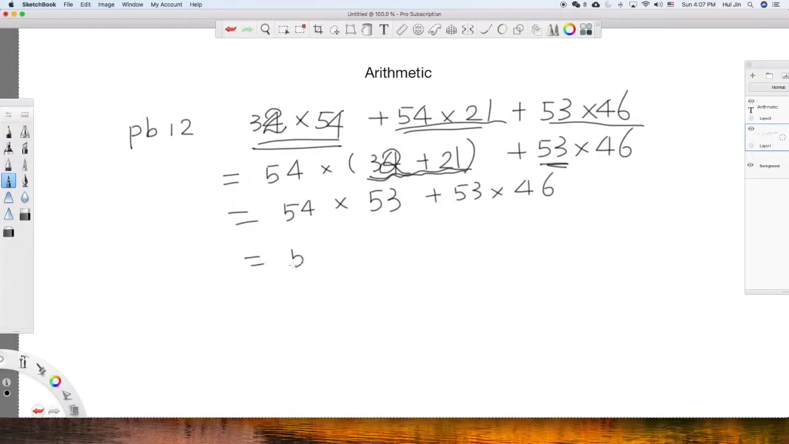And this equals 53 times (54 plus 46). And aha, this is 100, so we know that it is 5300. Okay, so this is applying the distributive law twice to solve this problem. And this is the end of this lecture.